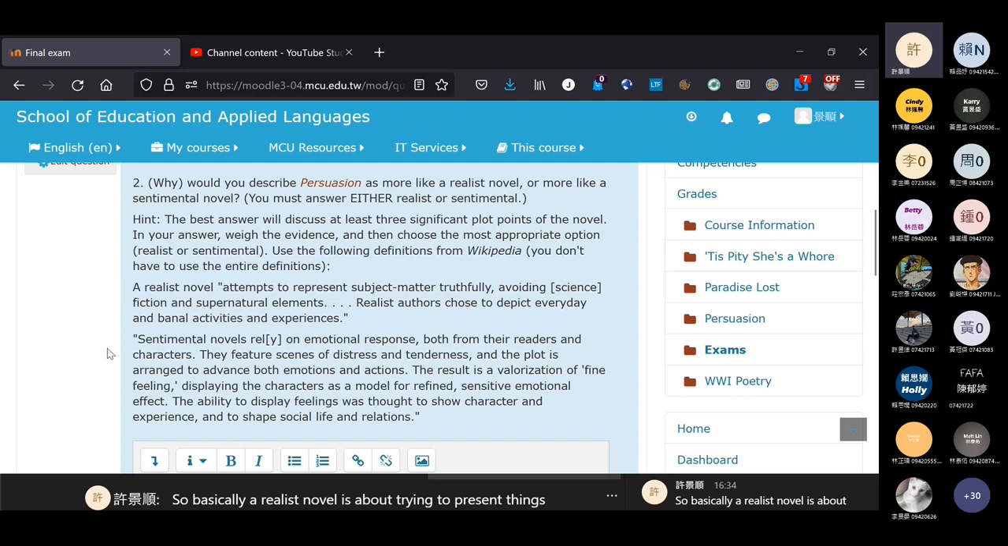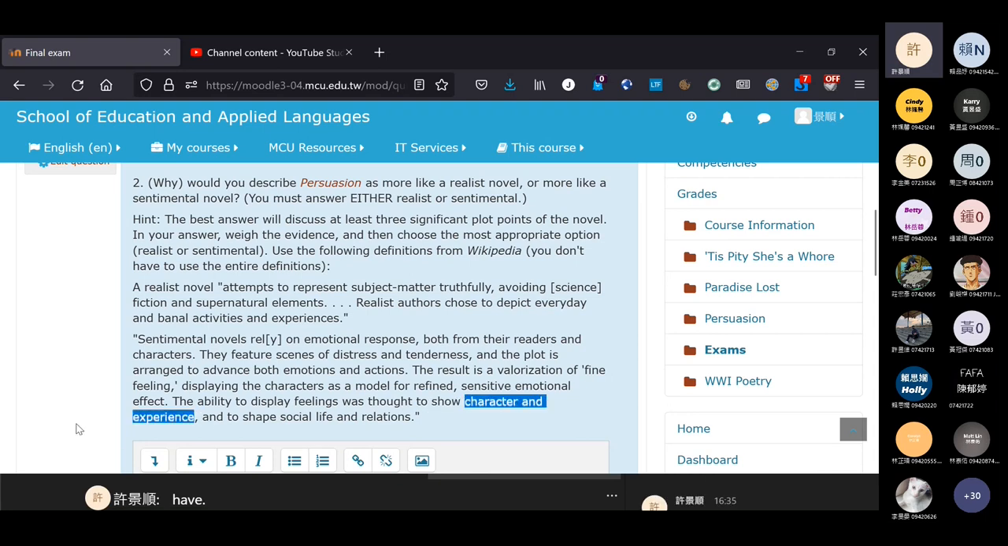So basically, a realist novel is about trying to present things truthfully and really, like everyday things. But a sentimental novel is about presenting emotions, trying to elicit emotional reactions from the characters and the readers. And over the course of the book, not only the action, but also the emotions are developed. And in a sentimental novel, it is seen as a good thing to have sensitive emotions, because it's a sign of good character and experience, and it's the key to social life.